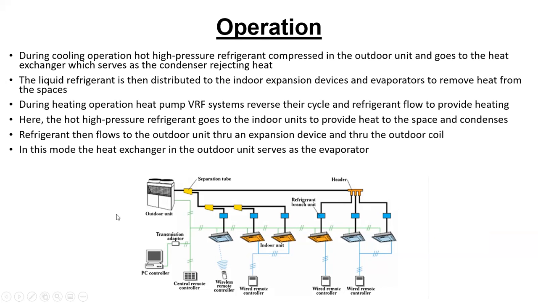Okay, during heating operation, heat pump VRF systems reverse their cycle and refrigerant flow to provide heating. Here, the hot, high pressure refrigerant goes to the indoor units to provide heat to the space and condenses. So in heat pump mode, when you're heating, you come out of that compressor with hot, high pressure gas, and that gas is sent inside to your units requiring heat, and it actually condenses inside the indoor coil, and that's where the heat comes from. And so once it's condensed, then it is moved back to the outdoor unit.